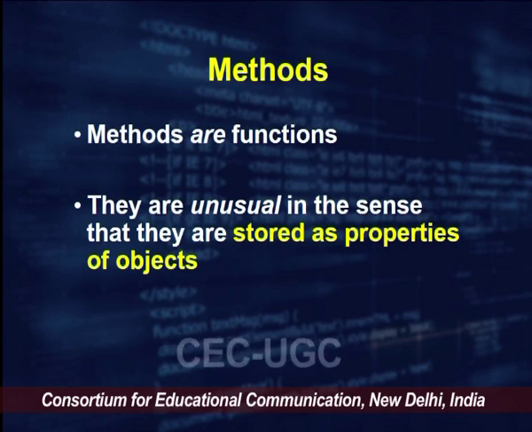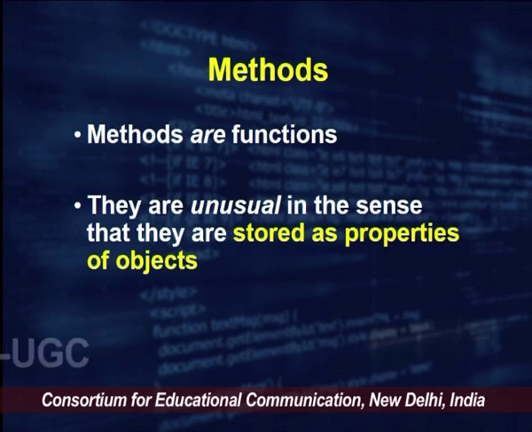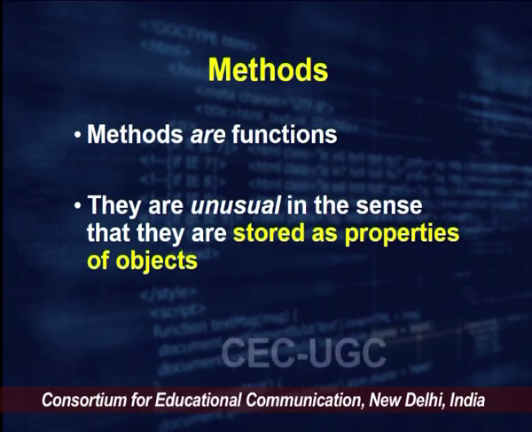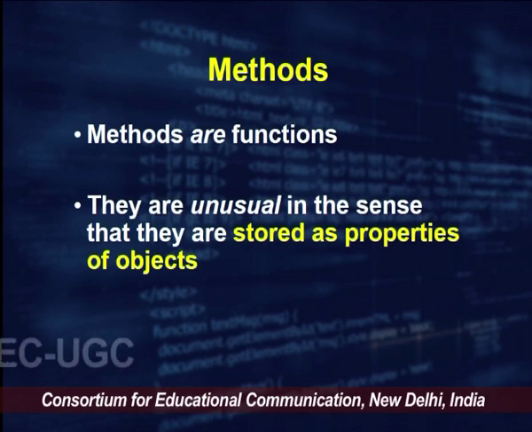Then we have another commonly used terminology, which is called methods. What are methods? Methods are also a type of function only, but they are stored as properties of an object. So methods can be used to manipulate the properties of certain objects. We generally talk about three types of functions.